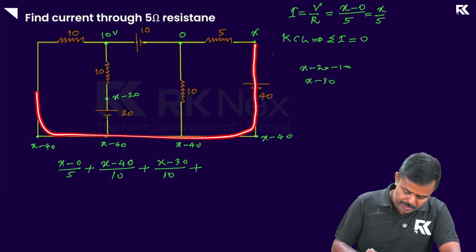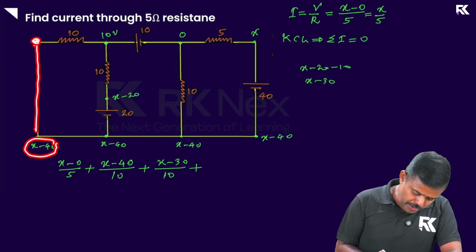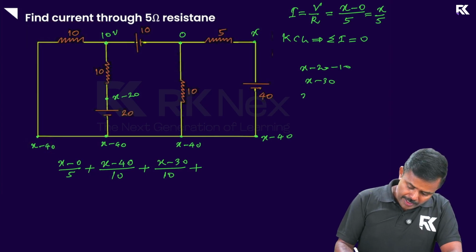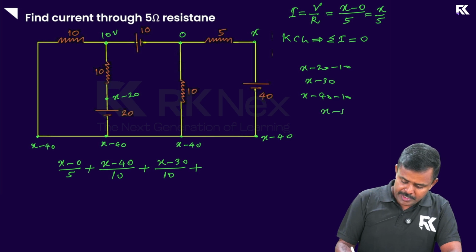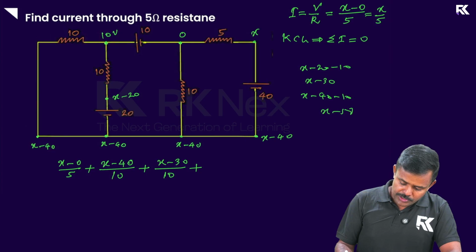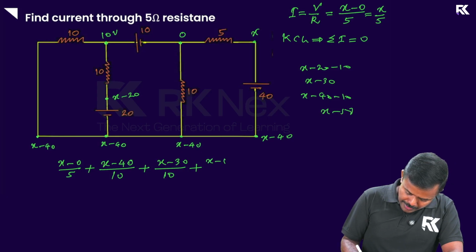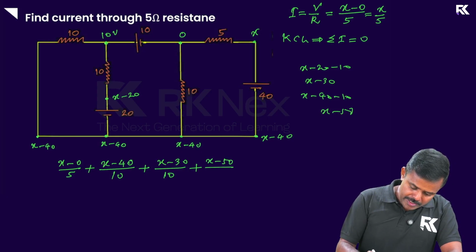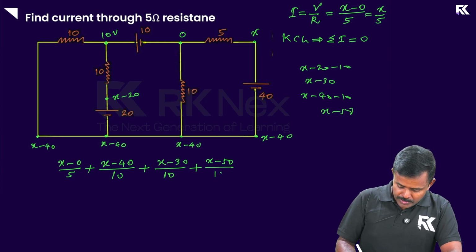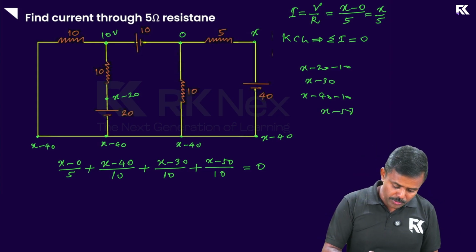For the last part, look at this one. The potential at this location is x minus 40, and this is 10. So the difference is x minus 40 minus 10, that is x minus 50. For this resistor, the left side is at x minus 40 and the right side is at 10, so the potential difference is x minus 50. X minus 50 divided by the resistance for that branch, 10, and the algebraic sum of all these currents should be equated to 0.